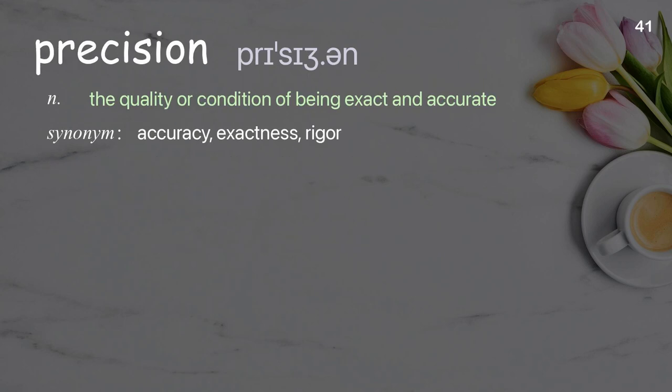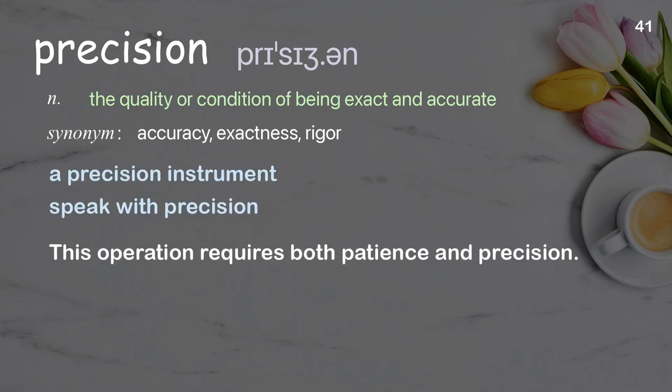Precision. The quality or condition of being exact and accurate. Examples: a precision instrument. Speak with precision. This operation requires both patience and precision.